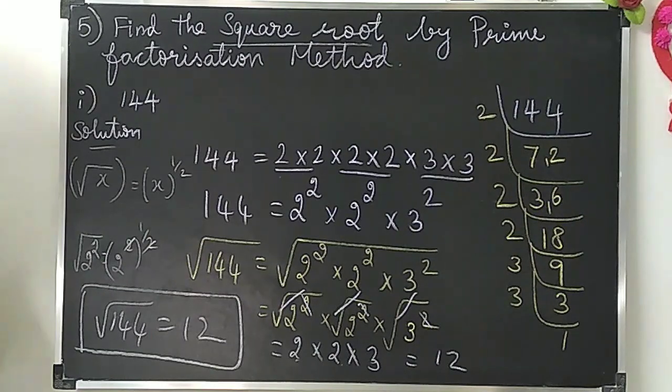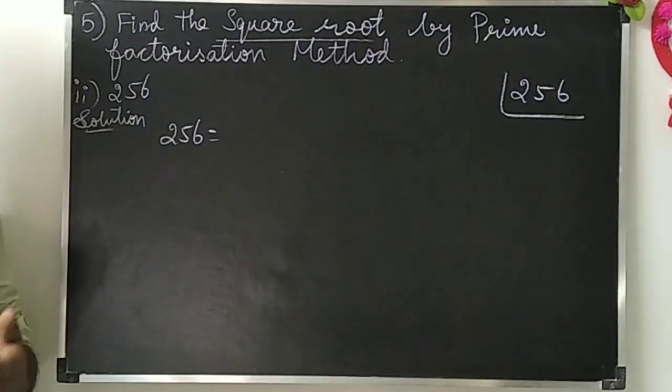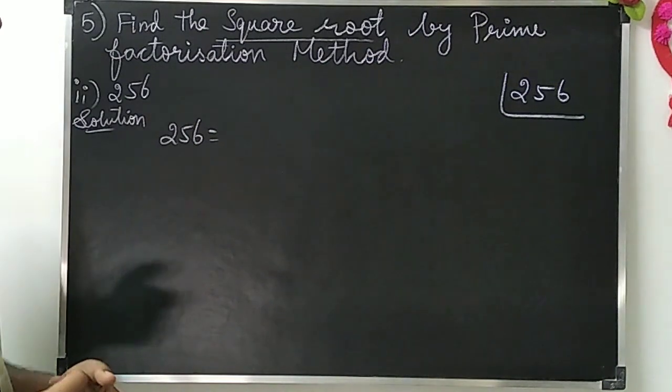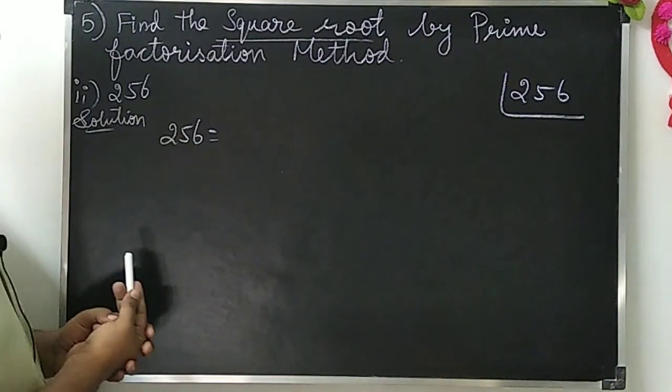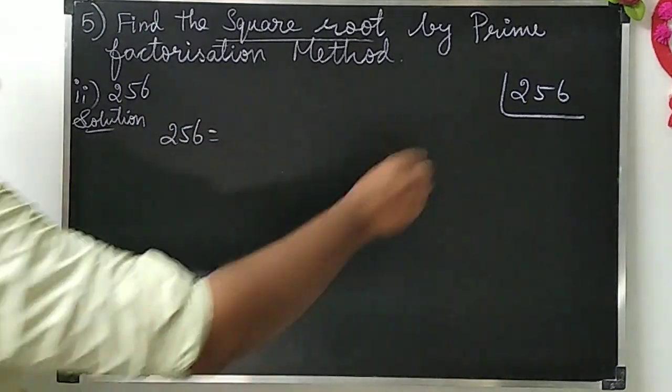Next we discuss another example for the square root using prime factorization method. The next sum is 256. They are asking the square root of 256 using prime factorization method. Okay, first we want to find the prime factors of 256.